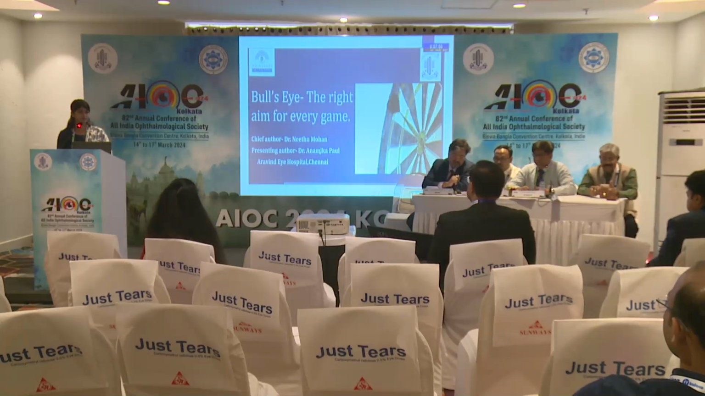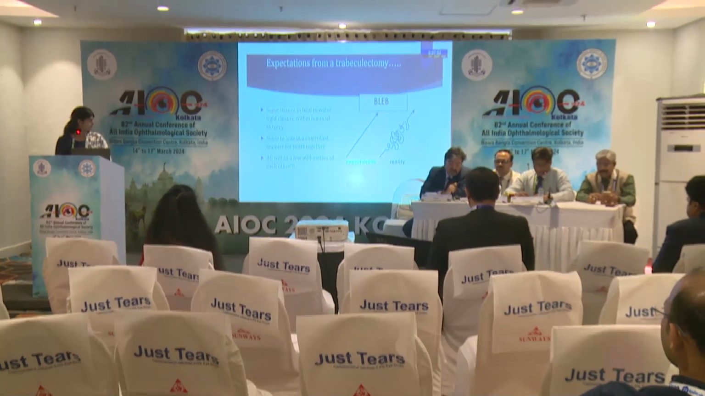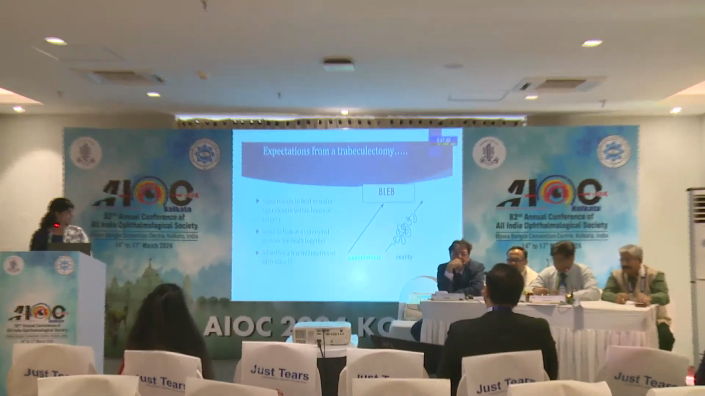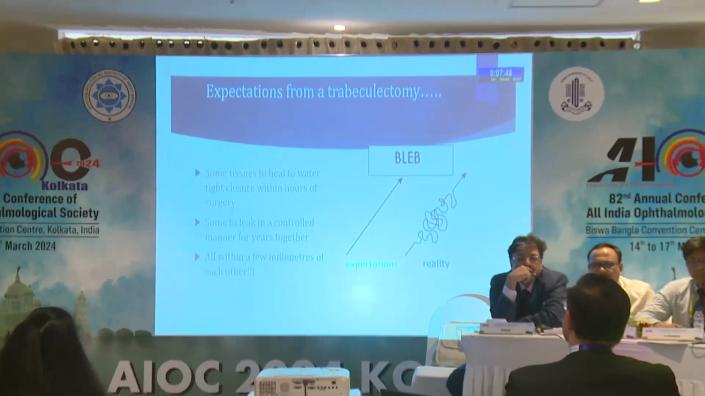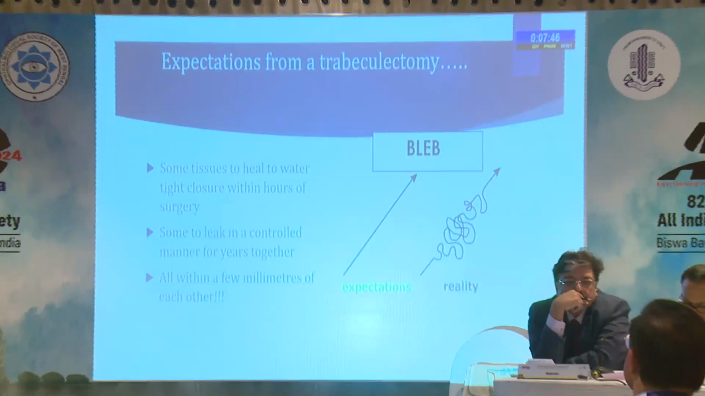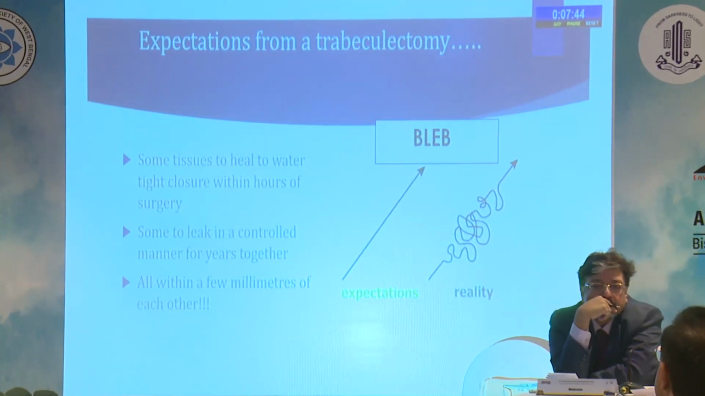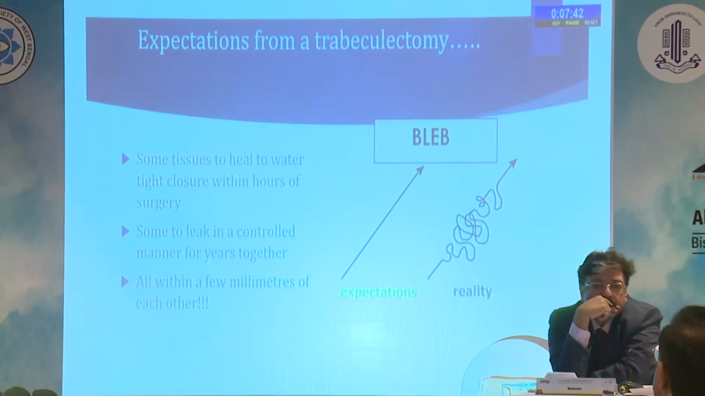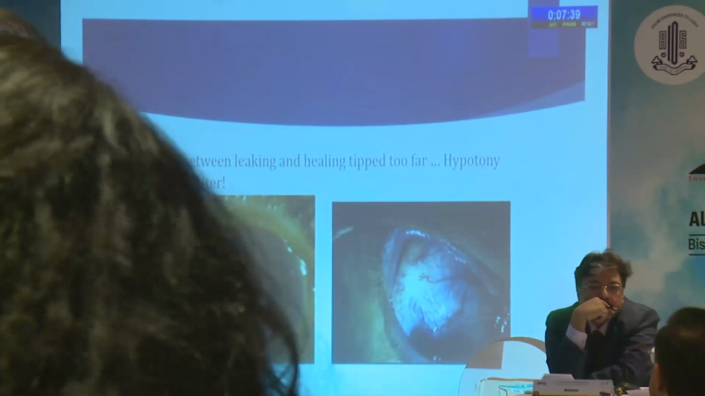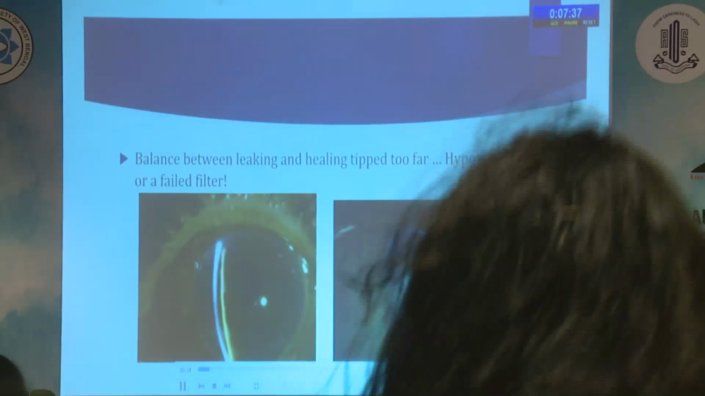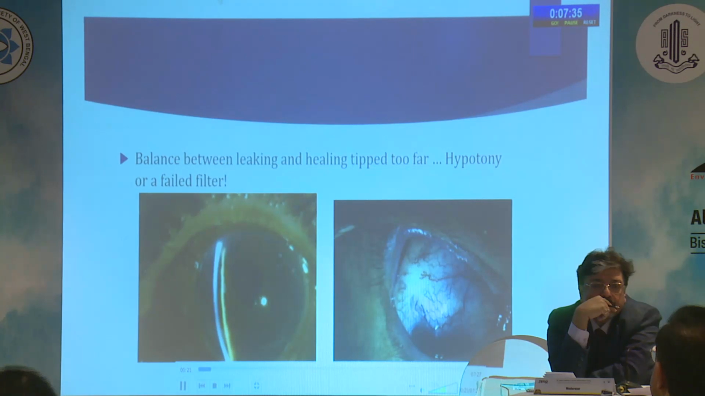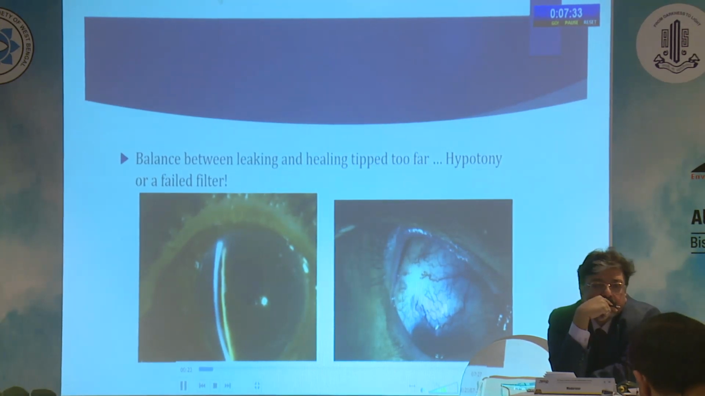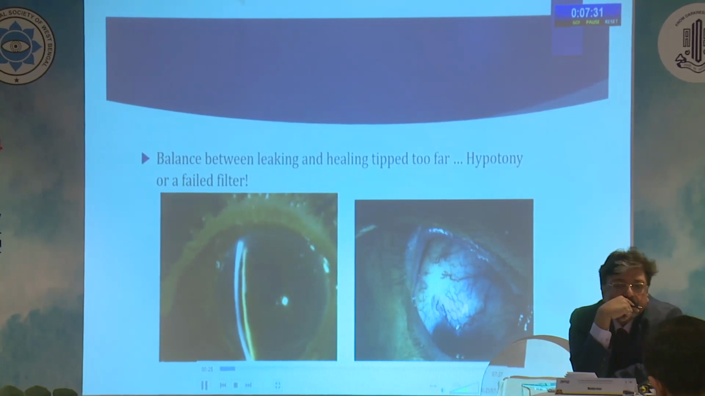Bullseye, the right aim for every game. Expectations from a trabeculectomy are high. We need some tissues to heal to watertight closure and some to leak for years, all within a few millimeters of each other. There exists a fine line between healing and a controlled filter. A disturbed balance can cause shallow anterior chamber with hypotony or a failed filter.